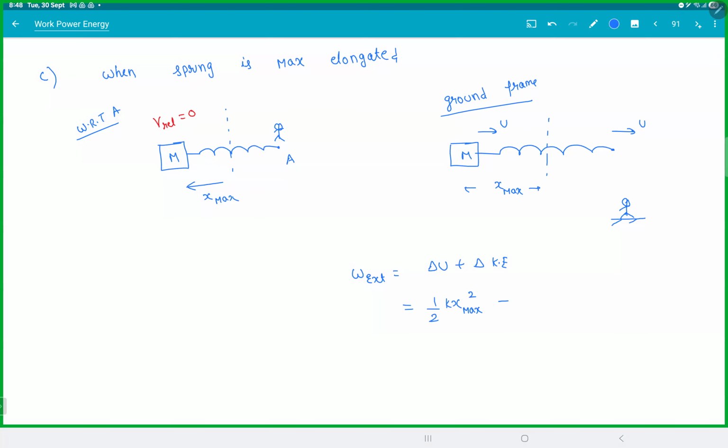Initially block was at rest. Now the block is going with half mu square. But we know half k x max square is nothing but half mu square, which we derived just now. This is the total work done by external force.